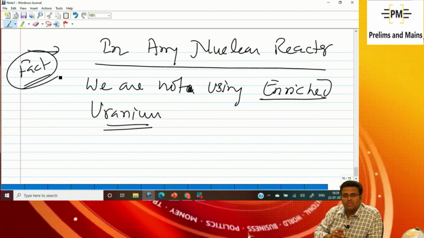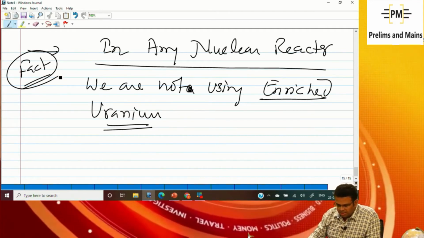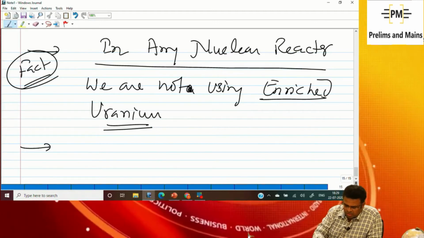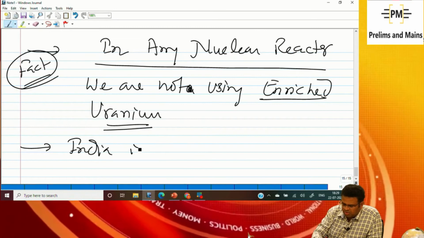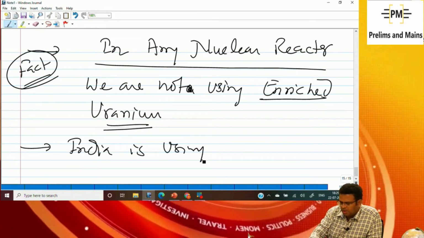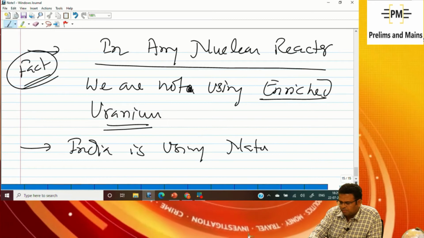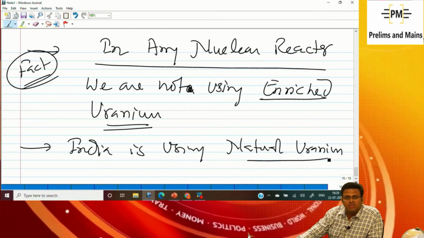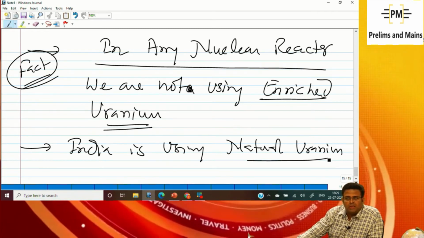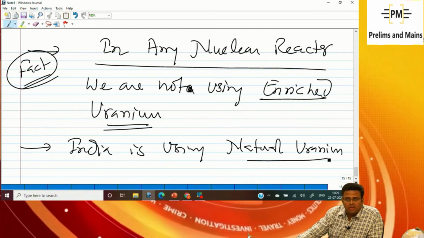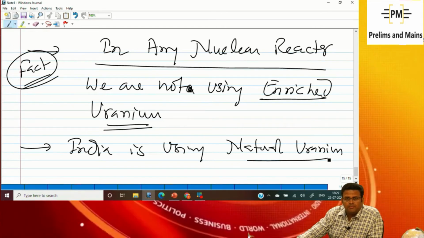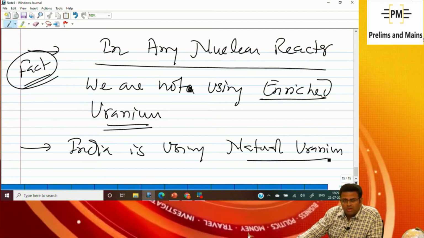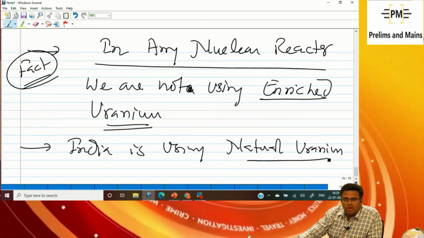Okay, we are not using enriched uranium. My next point is, it means India is using natural uranium, and natural uranium means 99.3% uranium-238 and 0.7% uranium-235. Clear? India is using natural uranium in any of the reactors, not enriched.